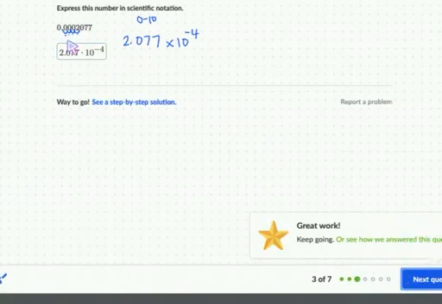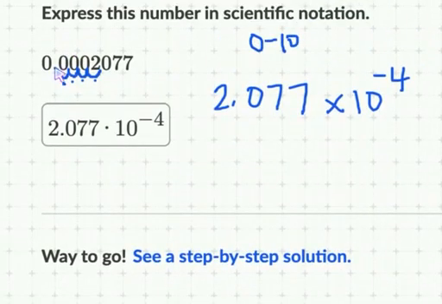So we move that decimal point over all the way until we get to a number that's between 1 and 10. That was right after the 2, which would have been 2.077. And then we count how many, 1, 2, 3, 4. And it was a really small number, so it's a negative.